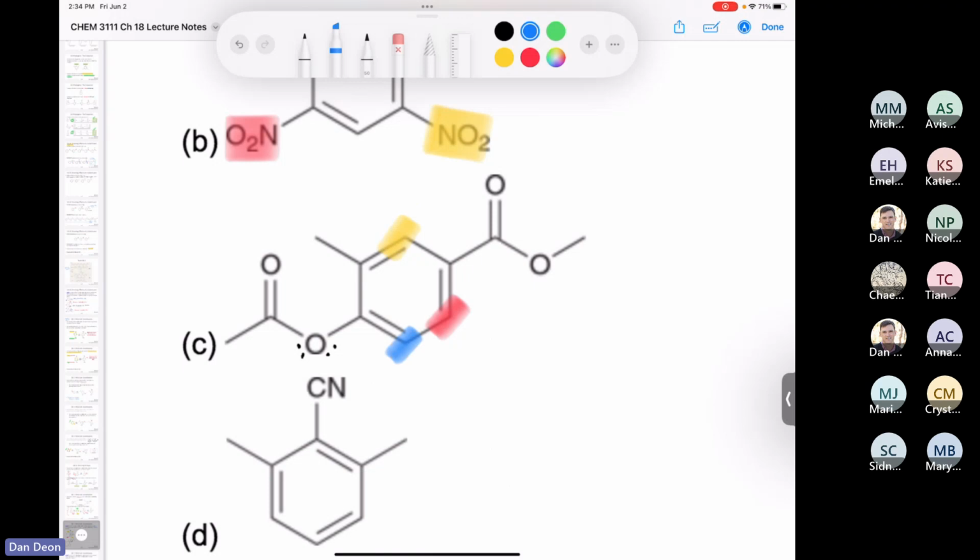So let's see here. First of all, let me erase all of these. Okay, and I'll kind of start over here. Let's start with this group. We've got this ester over here. So what is this going to be, an activator or deactivator? This group? No, this is going to be a strong activator, right?